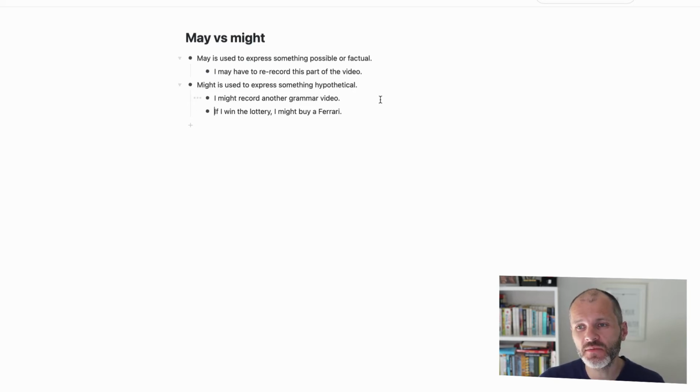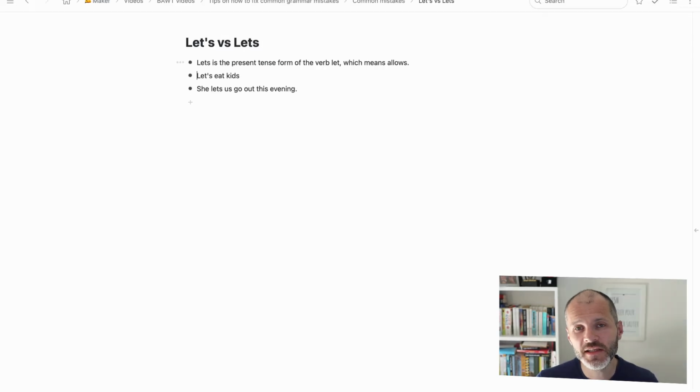Now, with this one, it is worth remembering that there are some differences depending on how you use may and might in British English versus American English. So do bear in mind your audience, and it's not something to obsess over too much if you see this in your work, but it is good to be aware of the differences between how British English writers and American English writers use both.